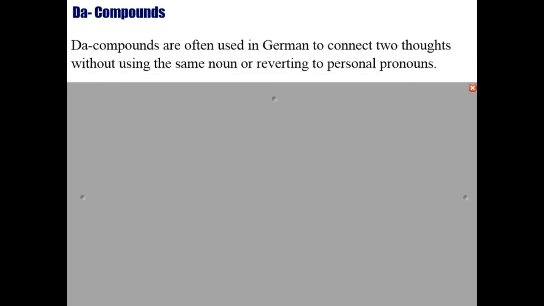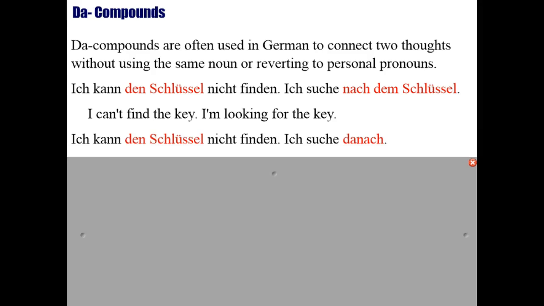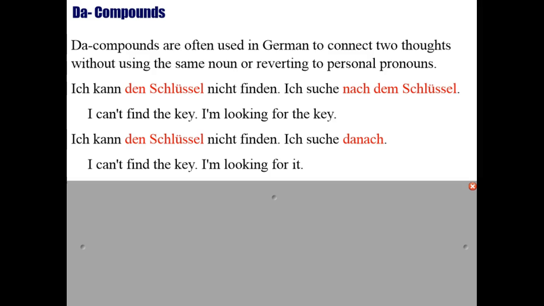So, da compounds are often used in German to connect two thoughts without using the same noun or reverting to personal pronouns. For example, ich kann den Schlüssel nicht finden. Ich suche nach dem Schlüssel. I can't find the key. I'm looking for the key. Most people would not repeat that noun in the second sentence, and in German it will look something like this. Ich kann den Schlüssel nicht finden. Ich suche danach. I can't find the key. I'm looking for it. Nach dem Schlüssel is a prepositional phrase about an inanimate object, therefore I can use the da compound danach.